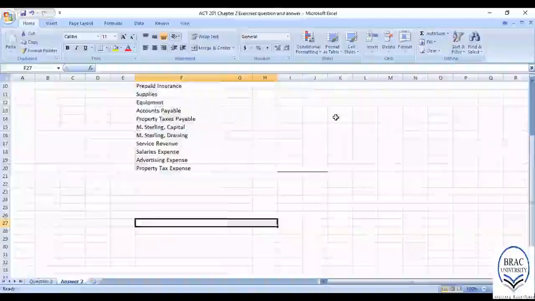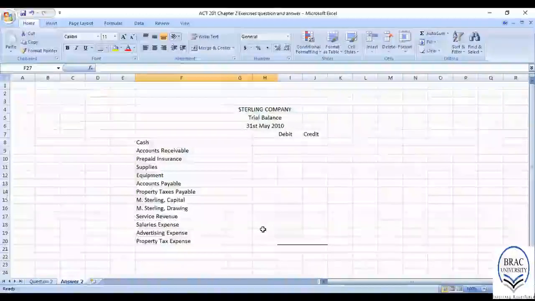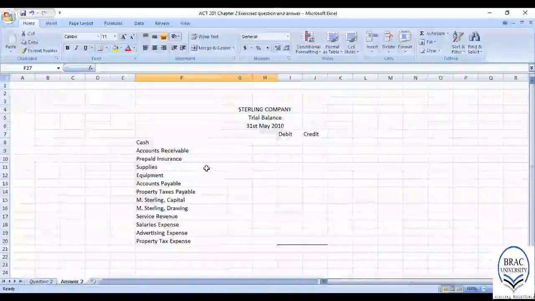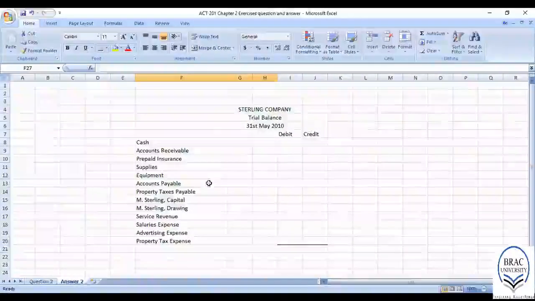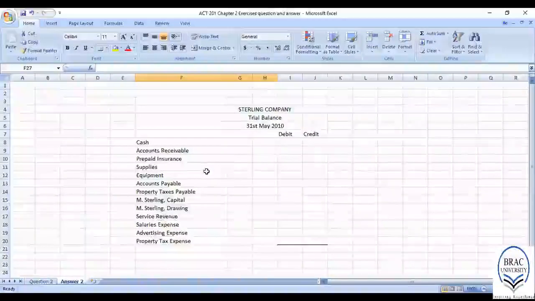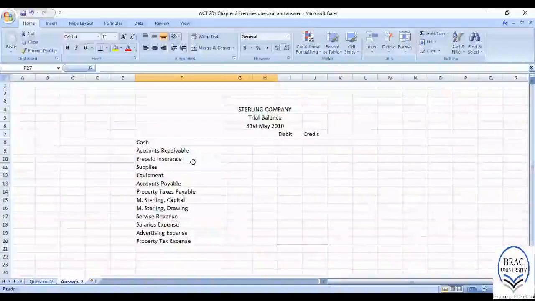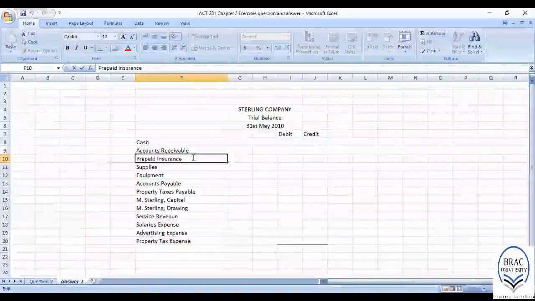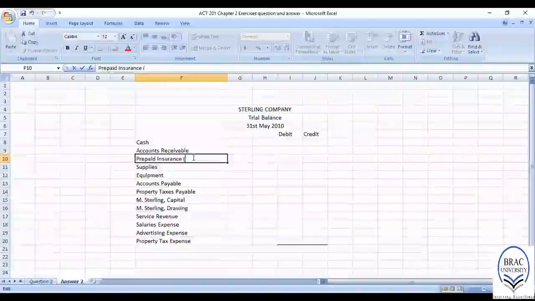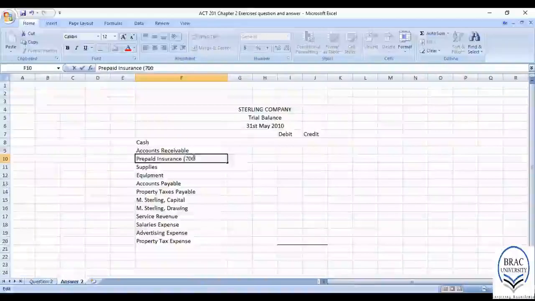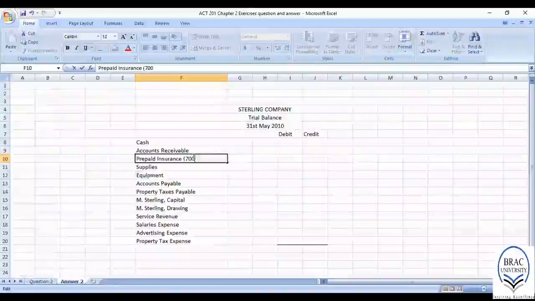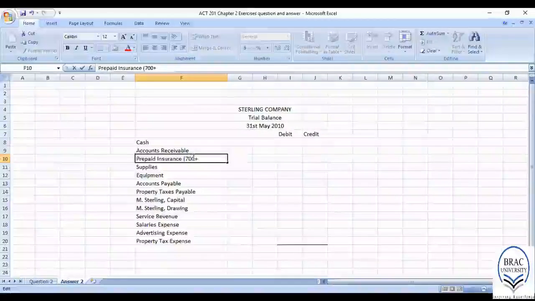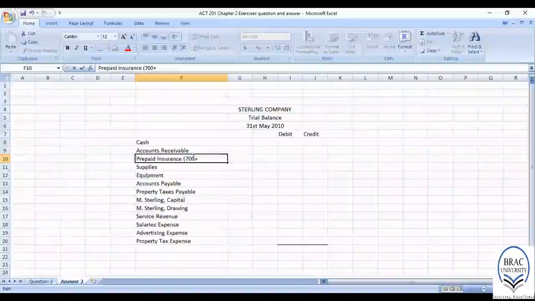As you can see, I already created the trial balance. I have all the information over here. Let's put the information about prepaid insurance over here. Prepaid insurance had a $700 balance from our previous trial balance. Now we have to add $100 over here.